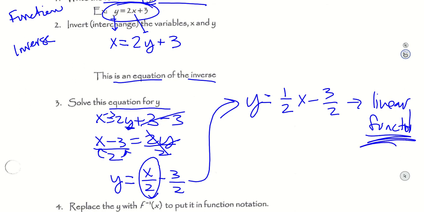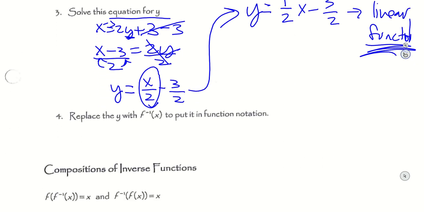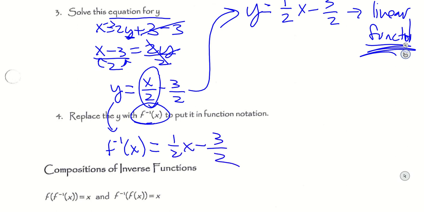So when you're finding an inverse, and you solve for y, if it's a function, then we can write that inverse in function notation. So the y now gets replaced with f inverse of x because the inverse was a function, and we get the inverse of f is 1/2 x minus 3 halves.